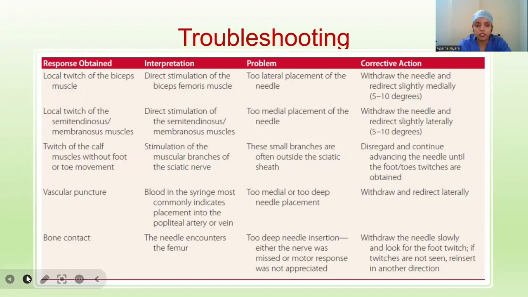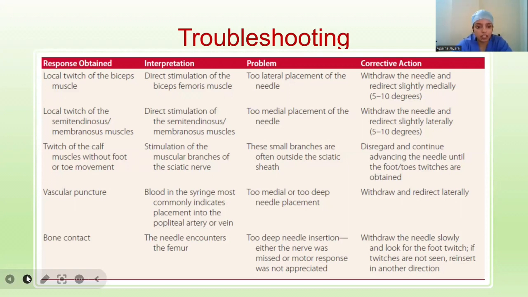So, troubleshooting for the popliteal sciatic block. Here, if you see the local twitches of the biceps muscle, that means there is direct stimulation, the needle is too lateral. You withdraw and redirect medially. Same with semimembranosus or semitendinosus tendon, that means the needle is too medial, you redirect laterally.